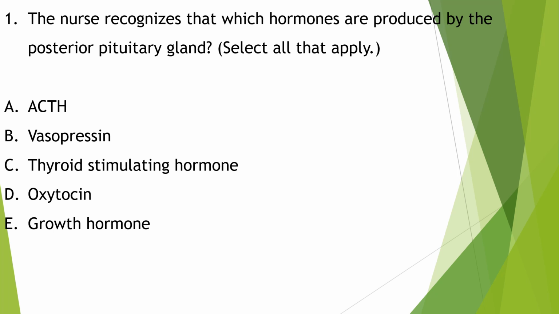ACTH, vasopressin, thyroid stimulating hormone, oxytocin, growth hormone. Vasopressin, or antidiuretic hormone, and oxytocin are secreted by the posterior pituitary gland. ACTH, thyroid stimulating hormone, and growth hormone are released from the anterior pituitary gland.